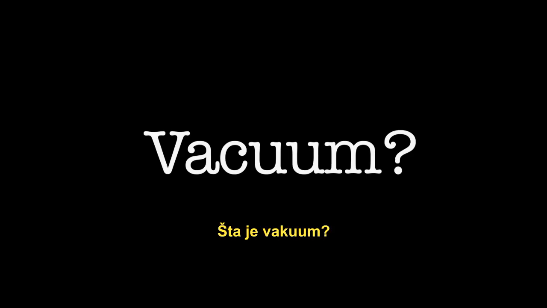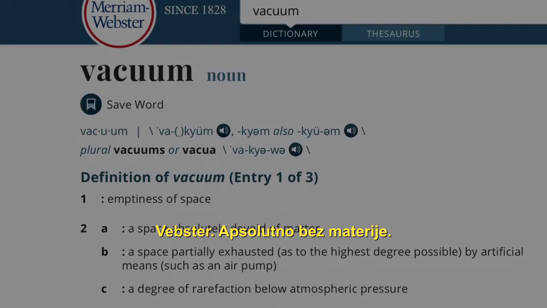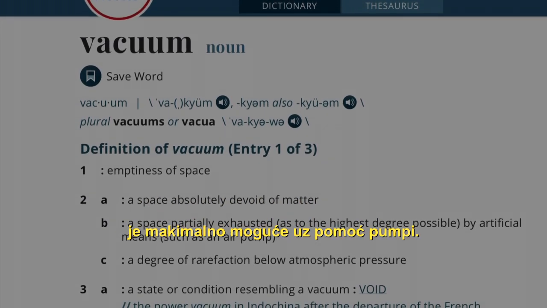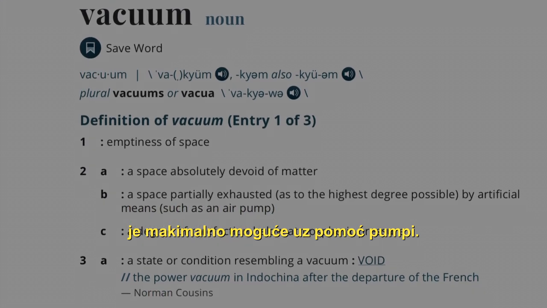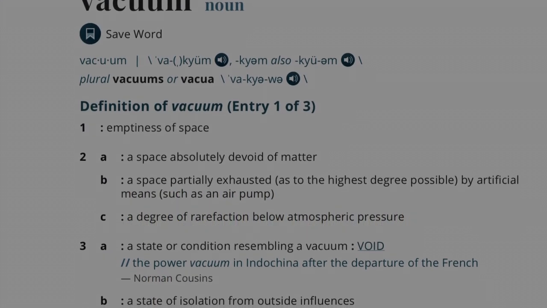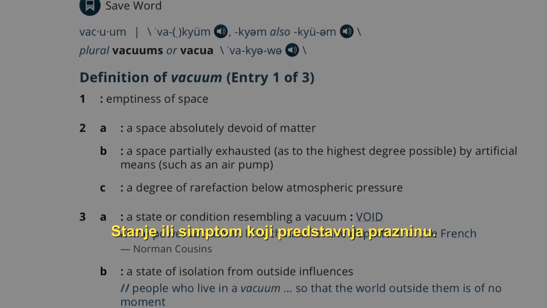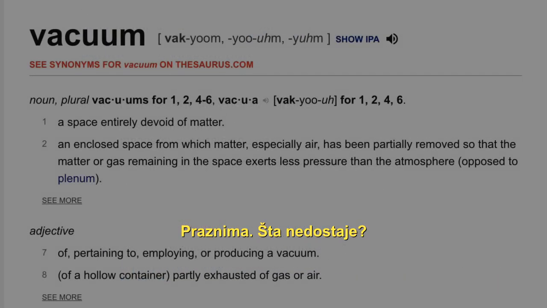What is a vacuum? Let's find out once and for all. Webster's: emptiness of space, a space absolutely devoid of matter, a space partially exhausted to the highest degree possible by artificial means such as an air pump, a degree of rarefaction below atmospheric pressure, a state or condition resembling a vacuum. Void. Void of what?